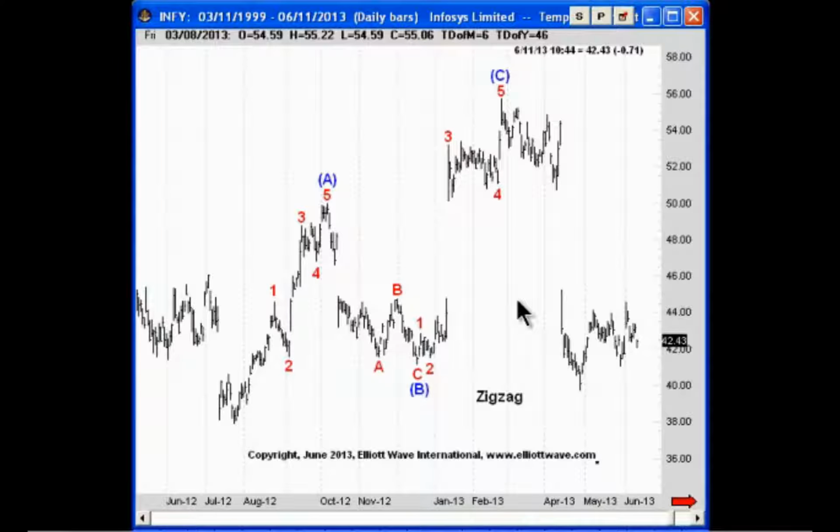Let's begin. Now the first type of Elliott wave corrective pattern there is, and certainly the most common, is a zigzag, which is a 5-3-5 pattern. We have 5 waves in wave A, 3 waves in wave B, followed by a 5-wave move in wave C. This is a good example of a zigzag.